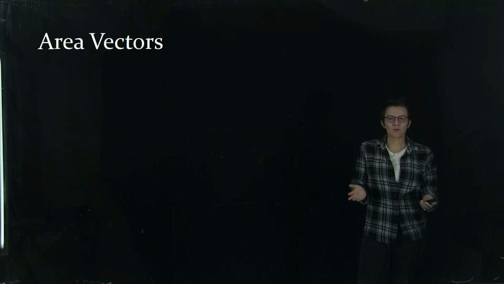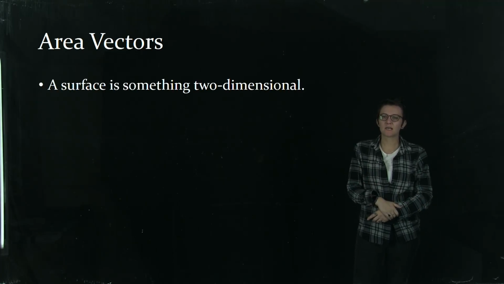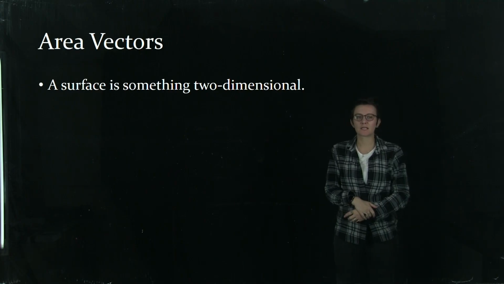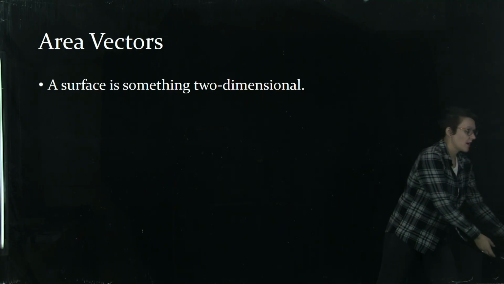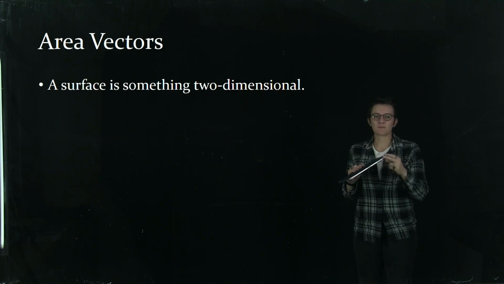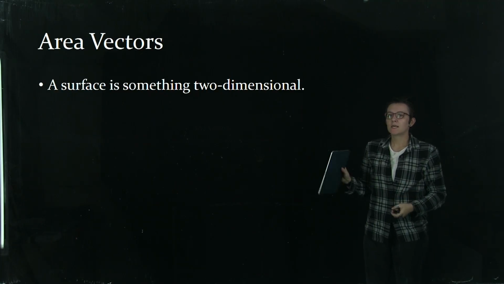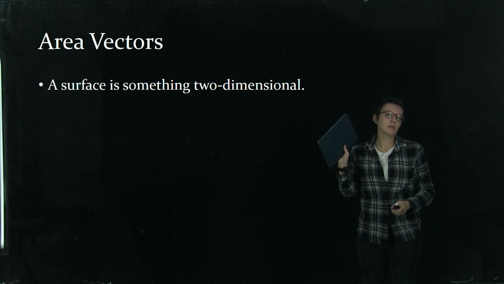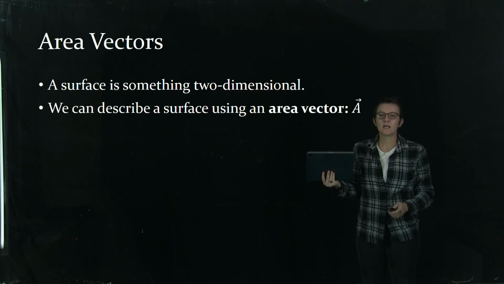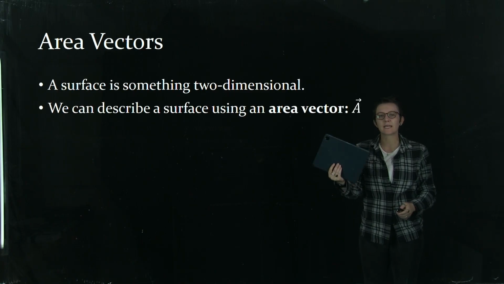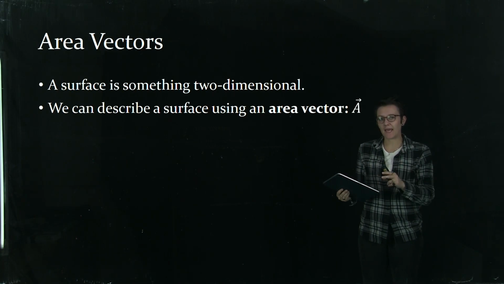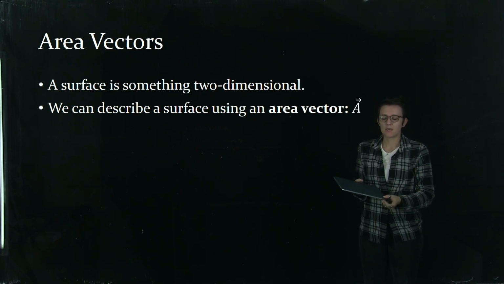All right, let's talk about how we're going to describe surfaces. So a surface is something that is two-dimensional typically. So I'm going to use this iPad here as my surface example. We want to figure out how we can describe this surface. We're going to describe surfaces using an area vector symbolized by A with the vector notation on top.